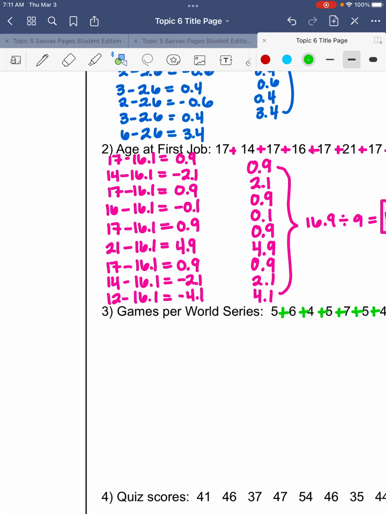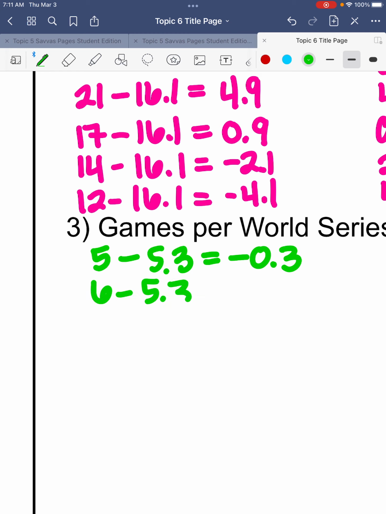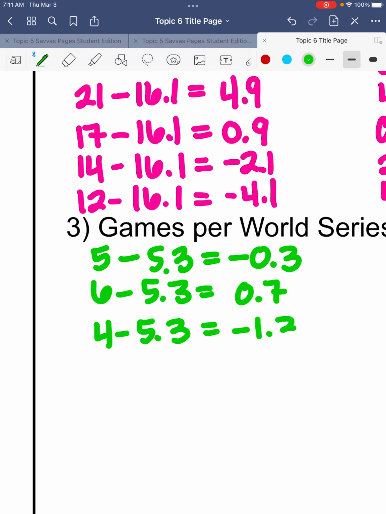So we're going to start with 5. So we have 5 minus 5.3, and we get negative 0.3. Next we have 6 minus 5.3, and we get positive 0.7. Next we have 4 minus 5.3, and we get negative 1.3. Next we have 5. So 5 minus 5.3 is going to be negative 0.3.